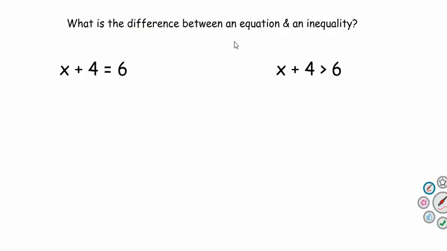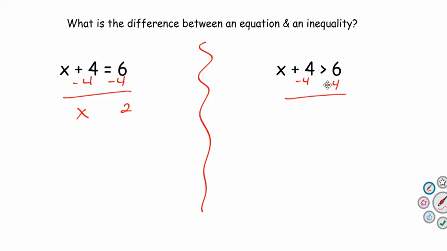So let's look and see if we understand the difference between an equation and an inequality. This is an equation, it has an equal sign. This is an inequality, it has an inequality sign, a greater than or less than. The only difference between these two problems is the sign, because you're going to solve them the exact same way. I'm going to solve it, x and 2.